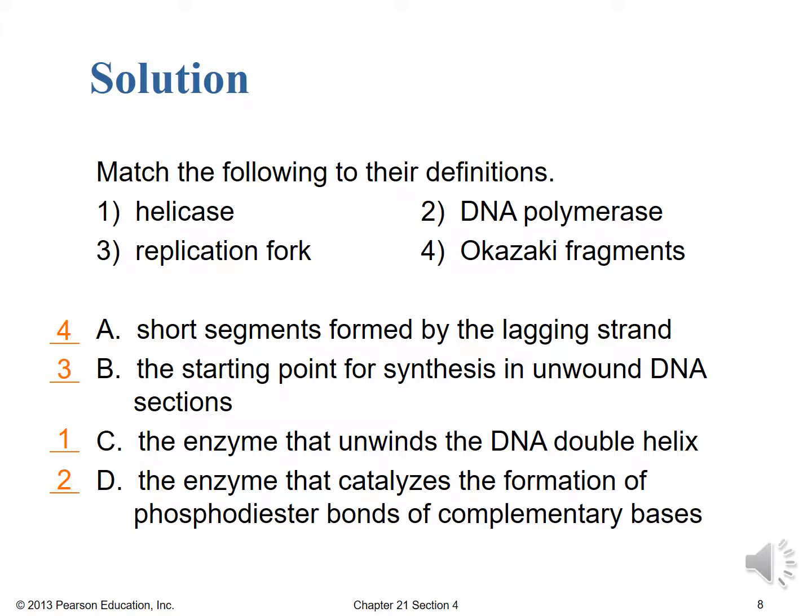Okay, so hopefully you arrived at these same answers. We start off with my favorite one there. The short segments formed by the lagging strand are the 4, Okazaki fragments, or however that's said. For B, the starting point for synthesis in unwound DNA sections is 3, the replication fork. C, the enzyme that unwinds the DNA double helix in the first place, is 1, helicase. And then D, the enzyme that catalyzes the formation of phosphodiester bonds of complementary bases, is 2, DNA polymerase.